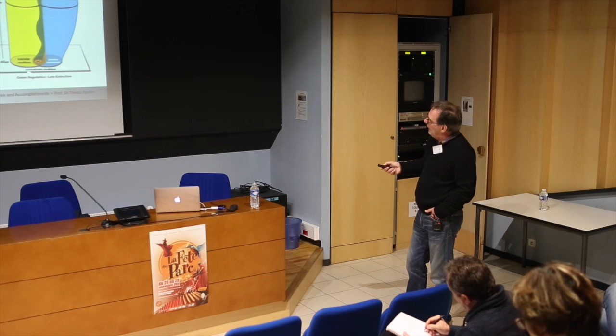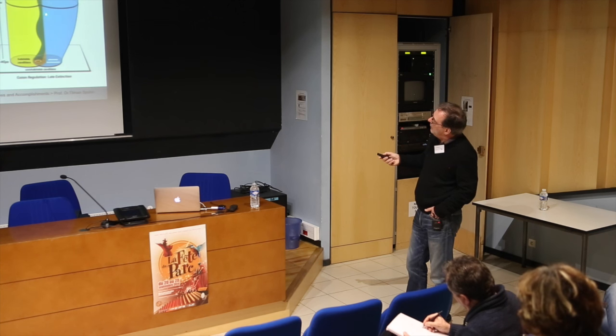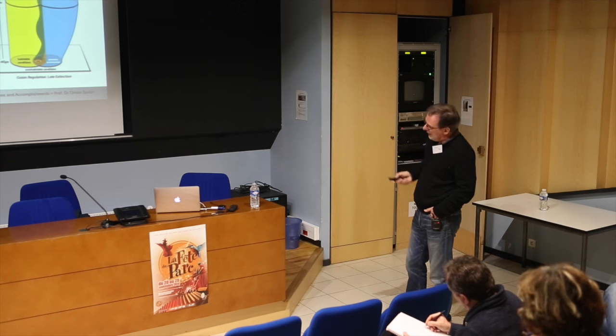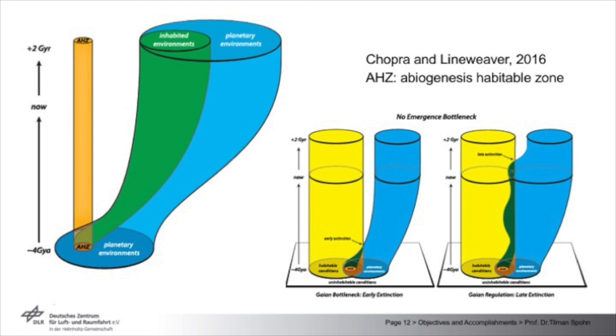They're arguing, and therefore they call it the Gaian regulation, that life itself is active in stabilizing habitable conditions. And of course, life plays a role in the carbonate silicate cycle by fixing carbon in carbonate rock. And that, by stabilizing the temperature on the planet, may be one way of how life acts to stabilize the habitable conditions on this planet.